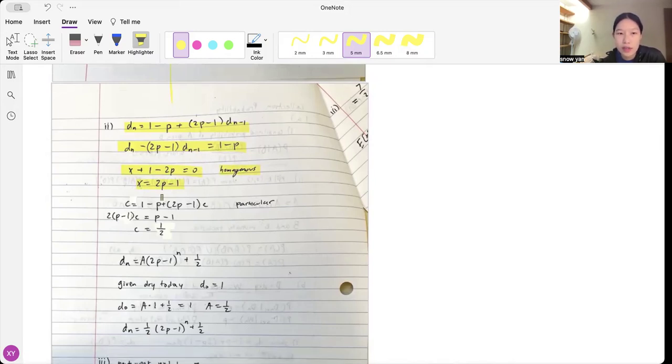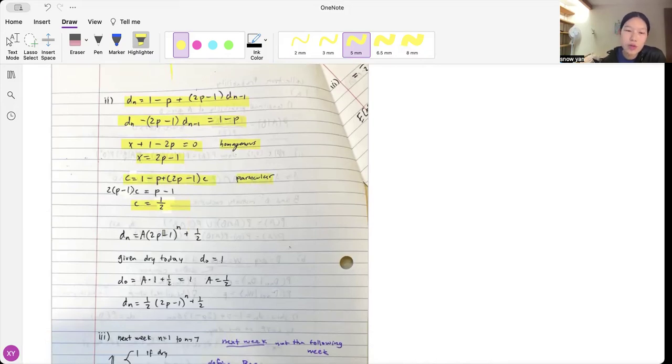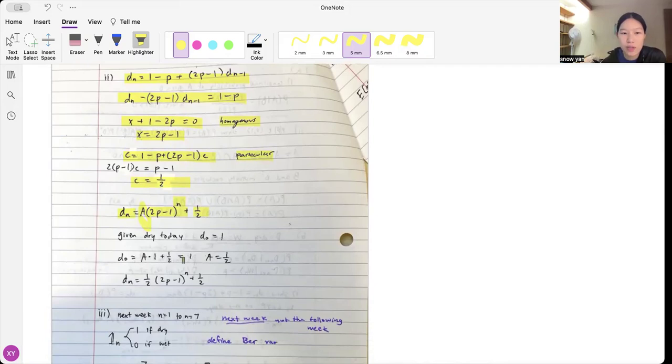We call it C. We have C equals 1 minus p plus (2p minus 1)C. So that's our particular solution, and we get that C is equal to 1/2. Okay, so going back to our equation, we know that d_n is equal to our homogeneous solution to the n power plus our particular solution. And then we have our constant a that we don't know, so we're trying to find what our constant a is.